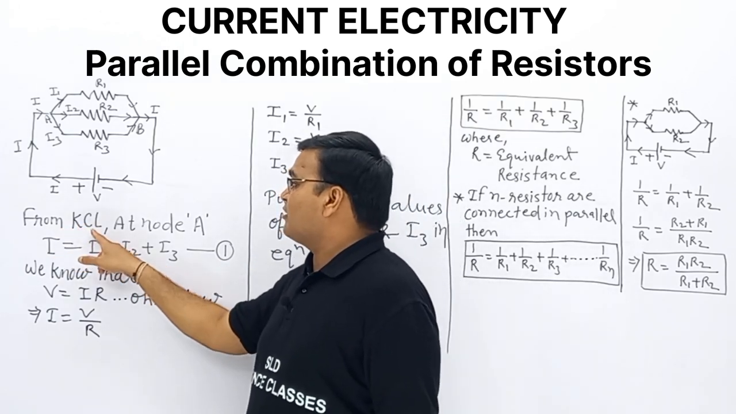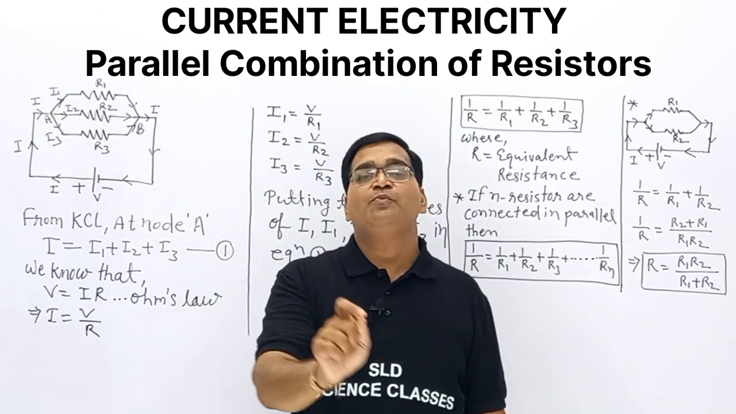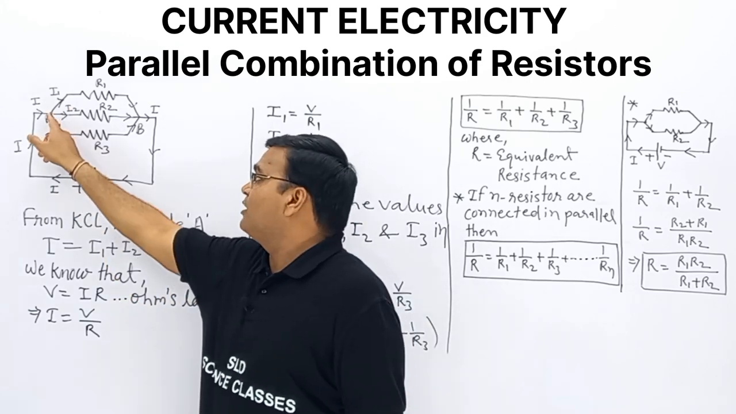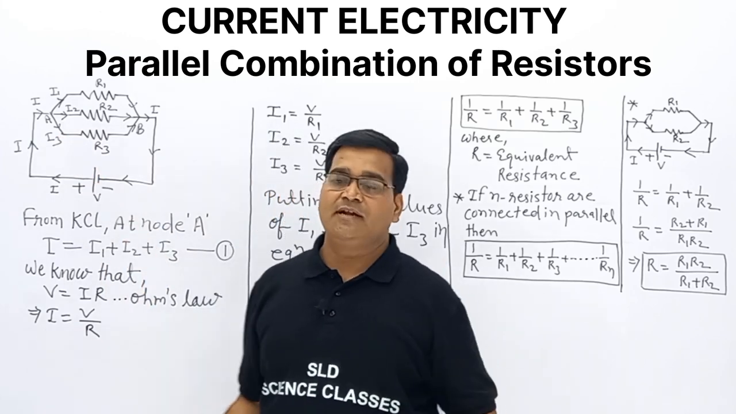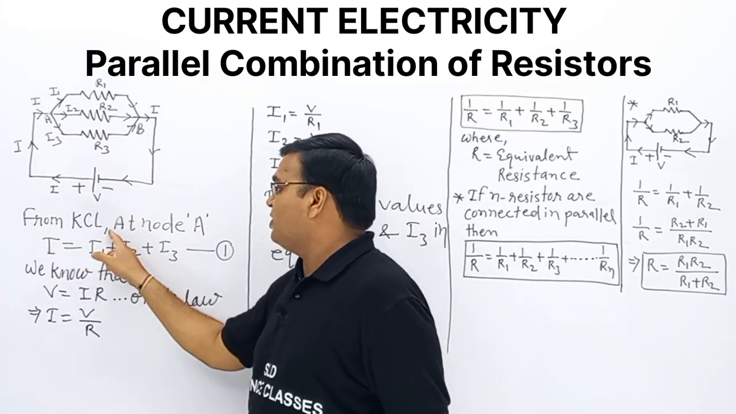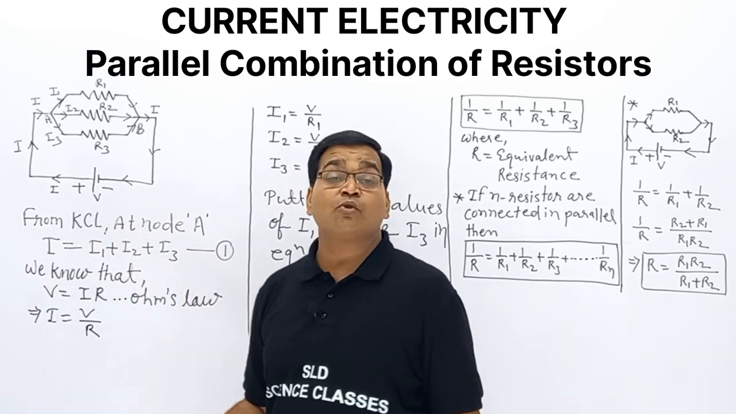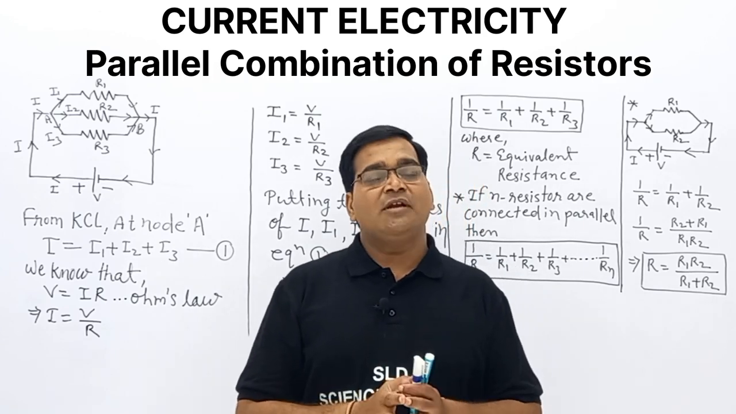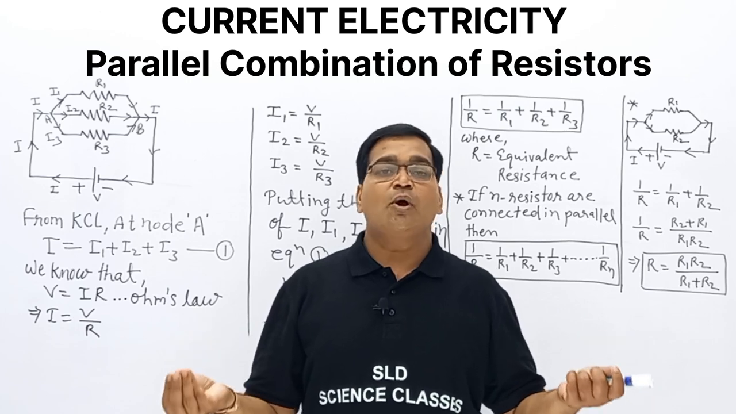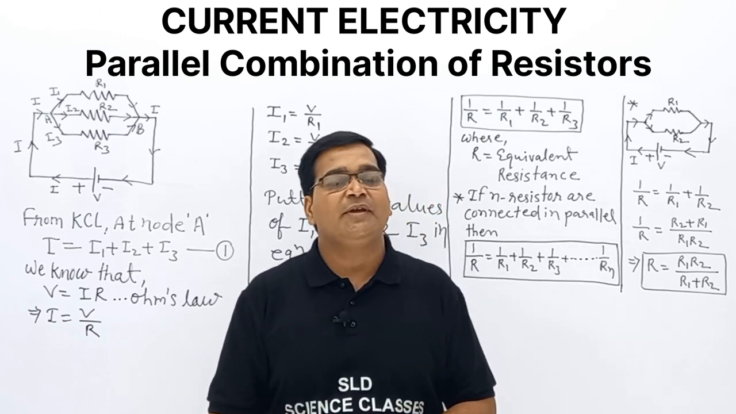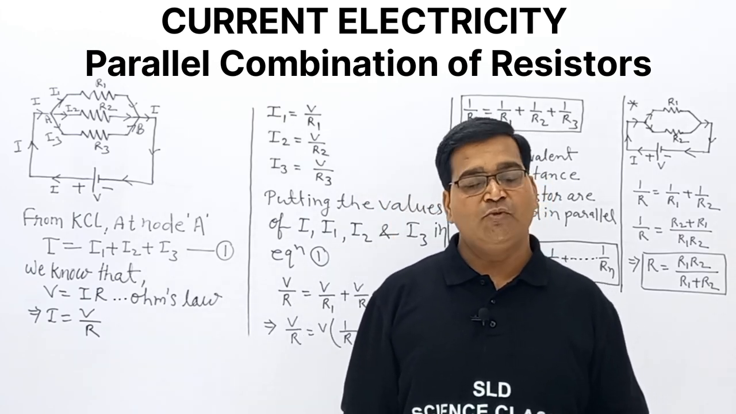From Kirchhoff's current law at node A, incoming current must be equal to outgoing current. At this node, current I is coming, and I1, I2 and I3 are outgoing currents. So we can say incoming current I must be equal to the sum of the outgoing currents. Summation of I incoming must be equal to summation of I outgoing. At the node or junction, this is Kirchhoff's current law. So by using Kirchhoff's current law, we can find the equivalent resistance of the parallel combination of resistors. Clear? Observe carefully.